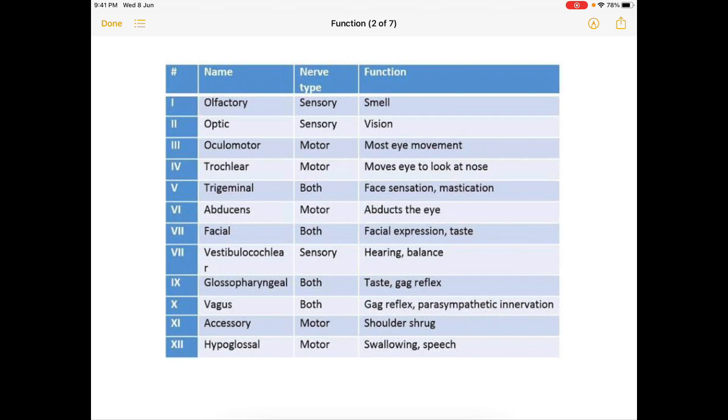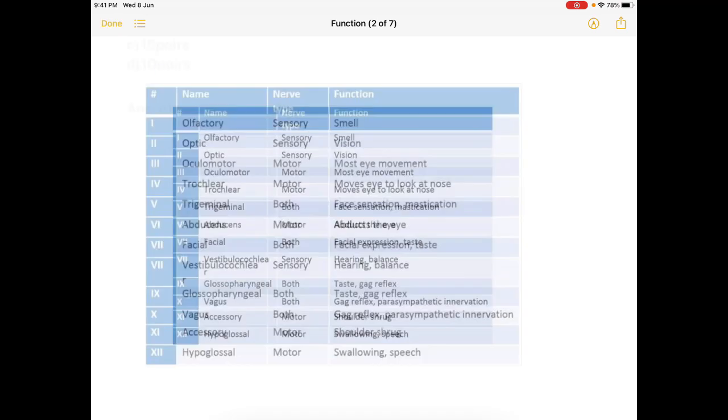The first one is olfactory. They may ask, which of the following is the first cranial nerve? Olfactory. Optic, second. Oculomotor, trochlear, trigeminal, abducens, facial, vestibulocochlear, glossopharyngeal. The 10th also, which of the following is the 10th cranial nerve? They used to ask like that, so you should know the answer is vagus. 11, accessory. Hypoglossal. We should also know the nerve type, whether they are sensory or motor, and their function. Next question.